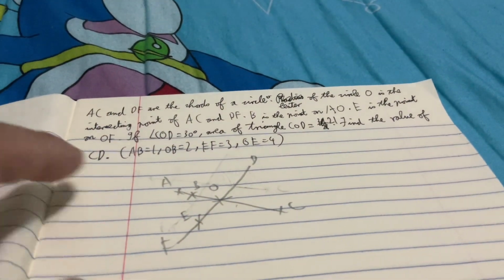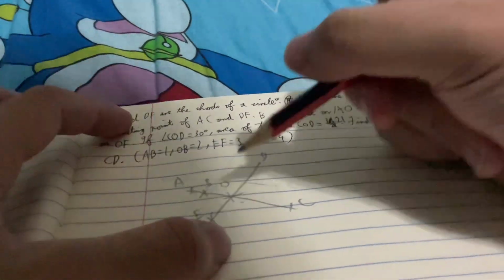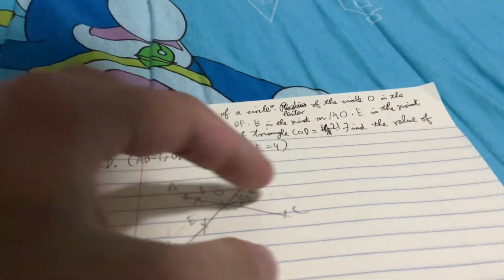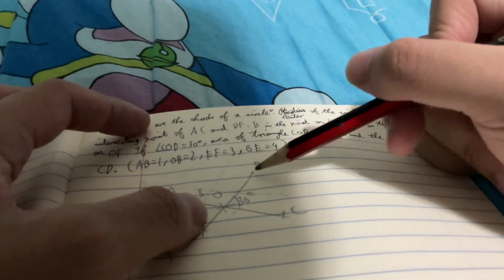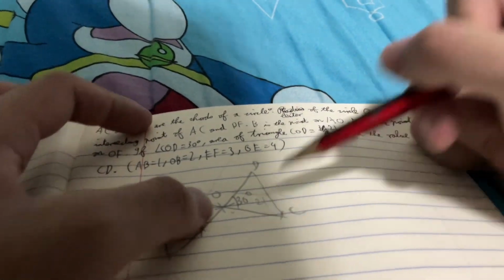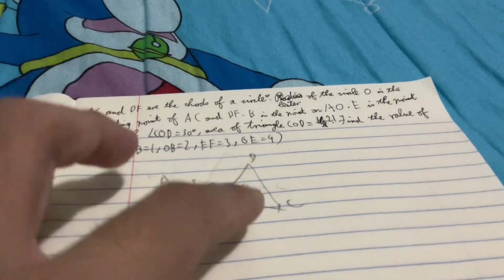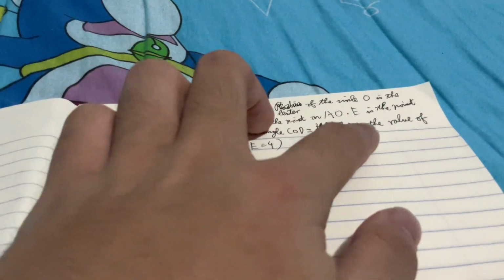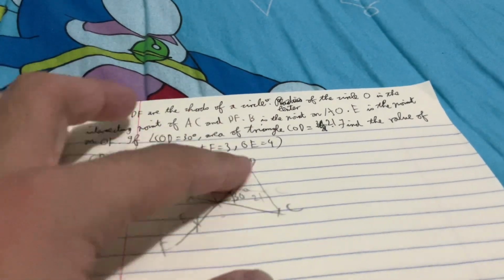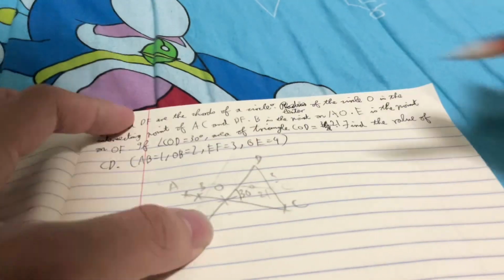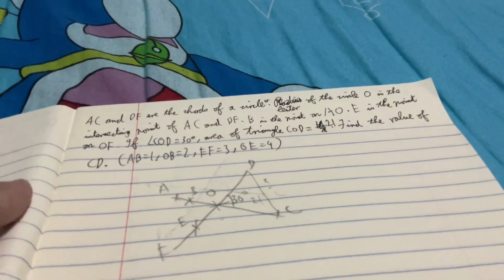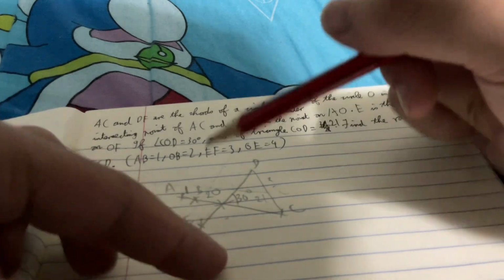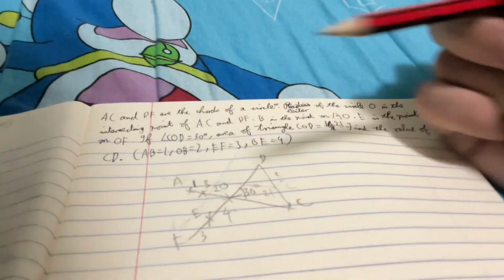And then if angle COD is equal to 30 degrees, label it as well. And the area of triangle COD is equal to 21 square units. I'm going to draw a triangle here. This is 21 square units, its area. And then find the value of CD. So we are going to find what our CD is here. And then given AB is equal to 1, OB is equal to 2, EF is equal to 3, OE is equal to 4.